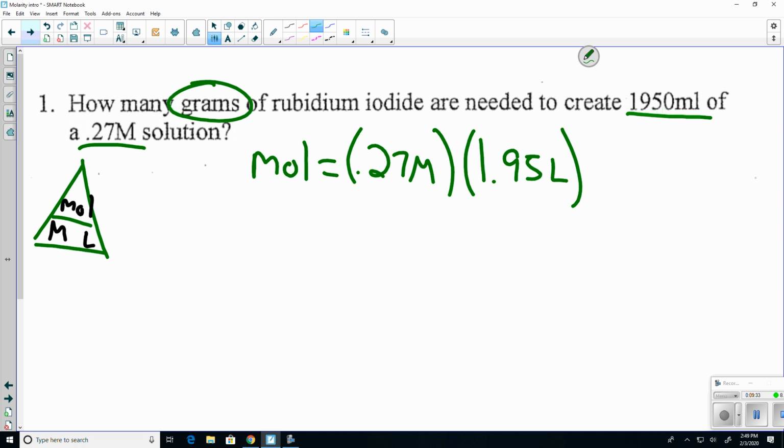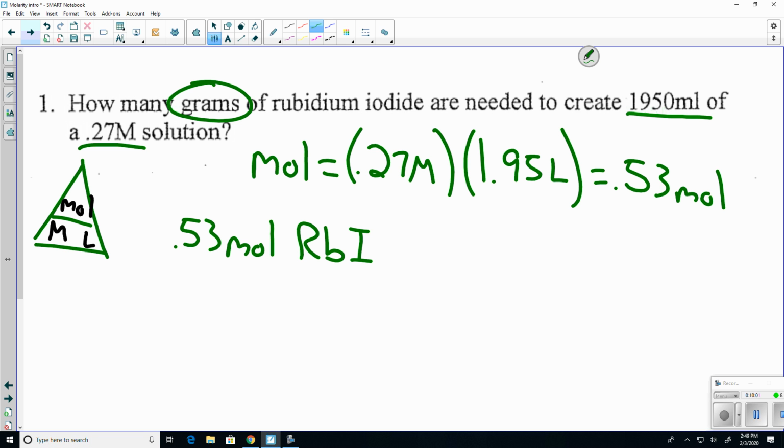Once again, if you need to use a metric conversion, it is 1 liter for every 1,000 milliliters. However, we've decided that that step no longer has to be shown, but the rest of your work should be shown. I've just taken molarity times liters to get me 0.53 moles. I start with 0.53 moles of RbI.